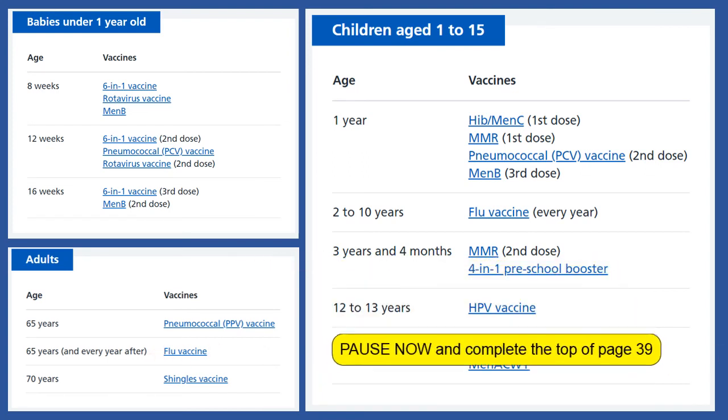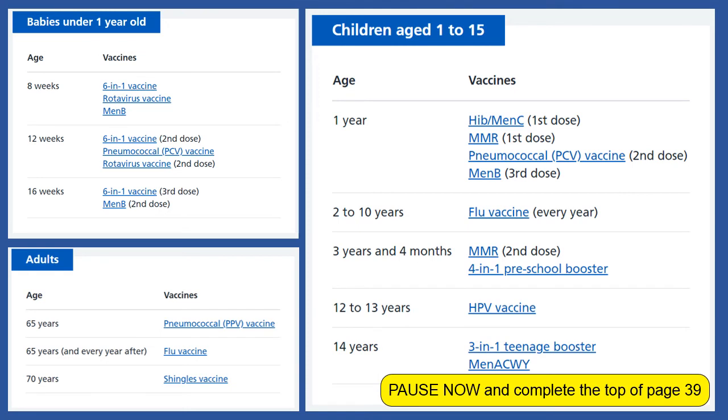So what I'd like you to do is on top of page 39, I'd like you to fill in some vaccination programs. You don't need to write all of these down. There is a space for 3 at the top of page 39. So pause the video and fill in 3 vaccination programs at the top of page 39 and then unpause when you're ready to continue.